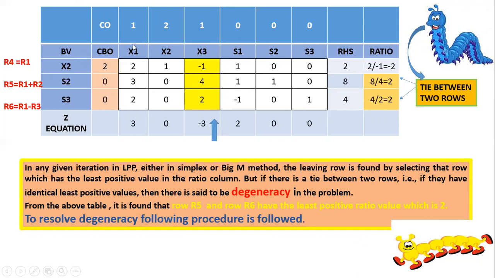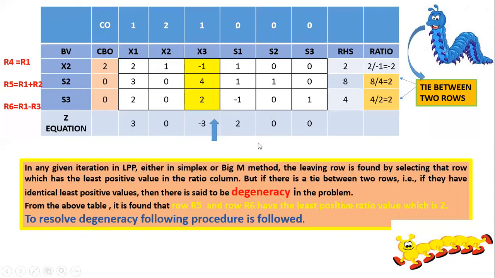2 into 2 is 4 minus 1 is 3. 2 minus 2 is 0. Minus 2 minus 1 is -3. 2 minus 0 is 0. 0 and 0. Now get the ratios.